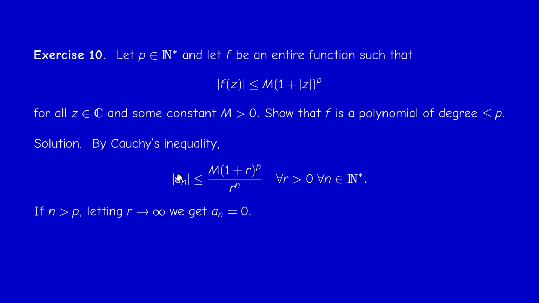But a_n is constant. It does not depend on r. So I get a_n equal to 0. And therefore, the only possible non-zero terms are a_0 up to a_p. So this means that f is a polynomial of degree at most p.